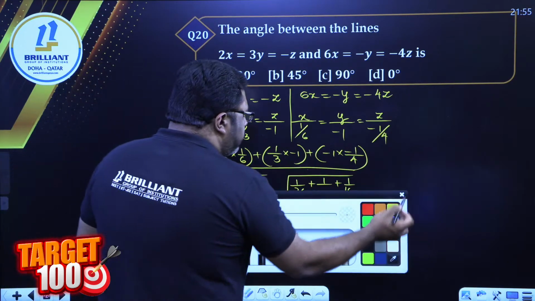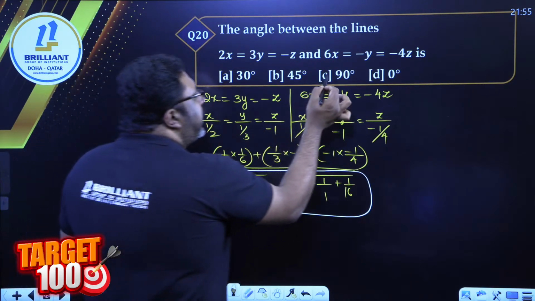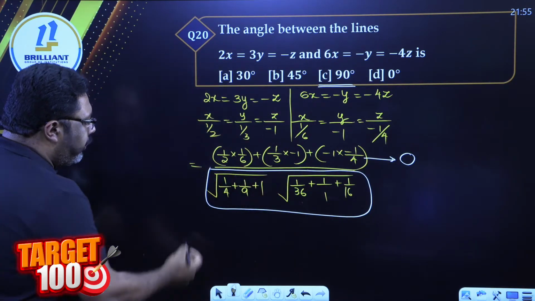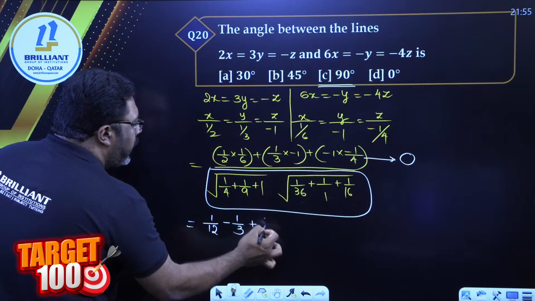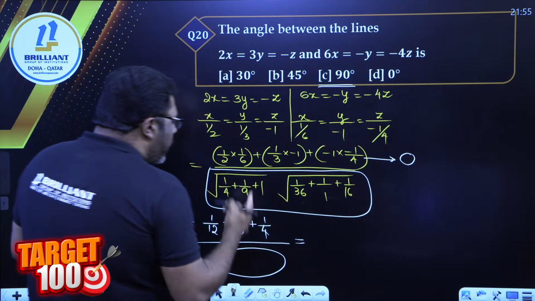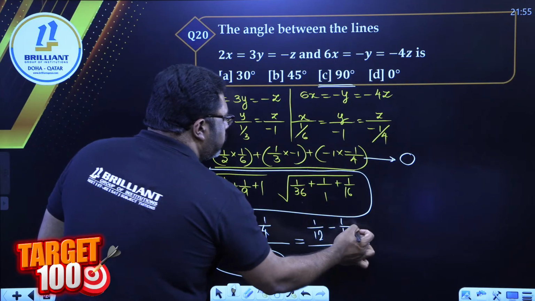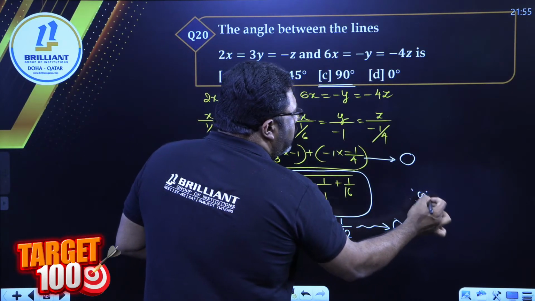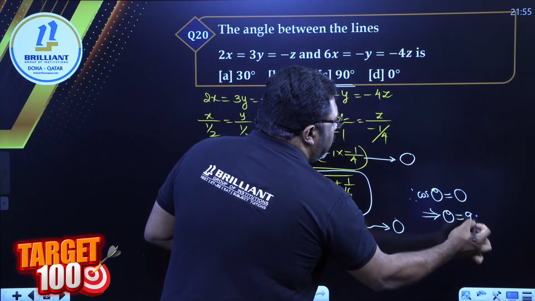I just wrote the formula. Why I am expecting it to be 90 degrees is, there is a 90 degree in the option, and if 90 degrees should be the answer, the numerator should be 0. Check if the numerator is 0. It's 1 by 12 minus 1 by 3 plus 1 by 4 divided by something, I don't care. We'll find it if it's required. Yes, it's definitely 0. The numerator is 0. Therefore, cos theta equal to 0 implies theta equal to 90 degrees.